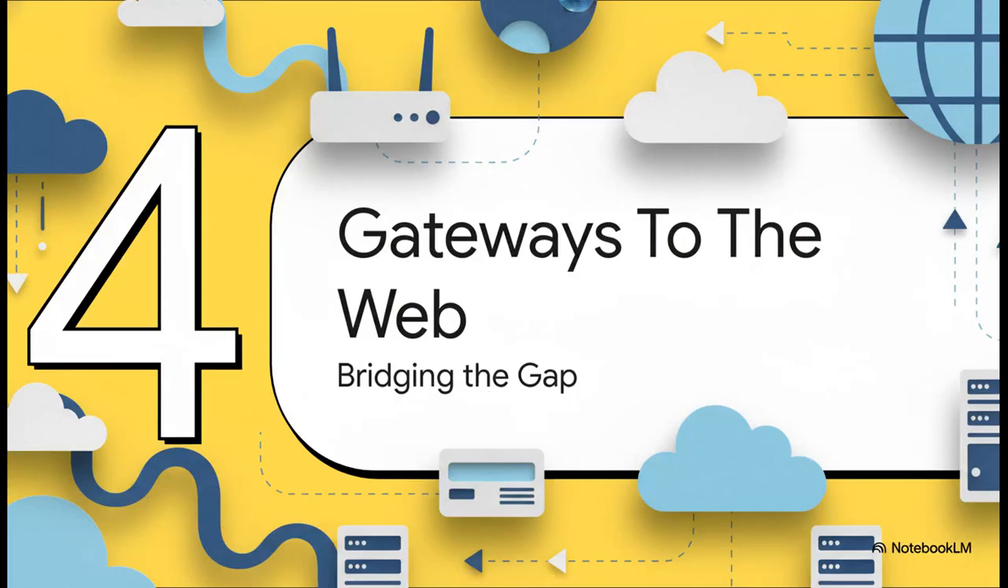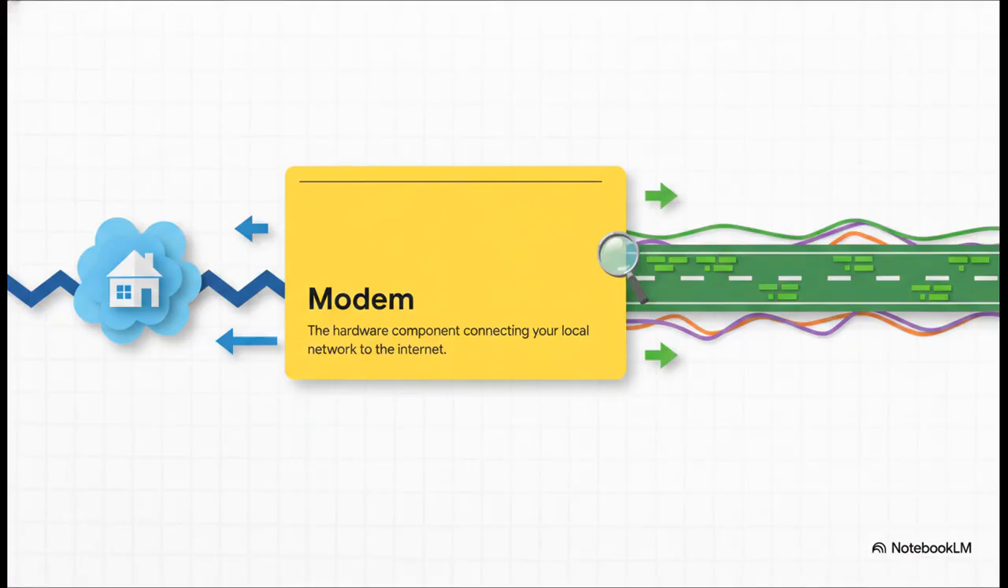Which naturally leads us to part 4, gateways to the web, bridging the massive gap to the outside world. See, your local network is highly organized and beautifully structured right now, but it's entirely isolated. To securely leave your house and merge onto the massive global internet highway, you need a modem. The modem is the essential gateway that translates data between your local router and the global internet infrastructure.